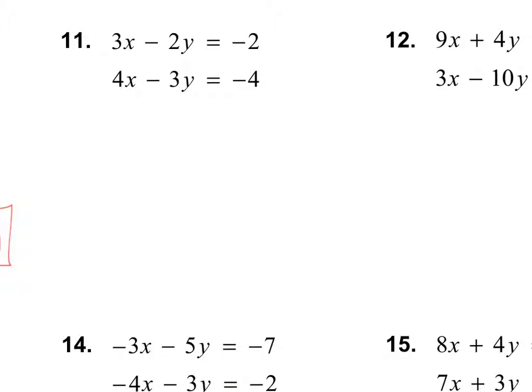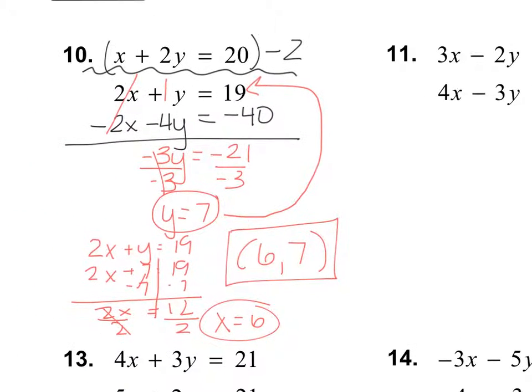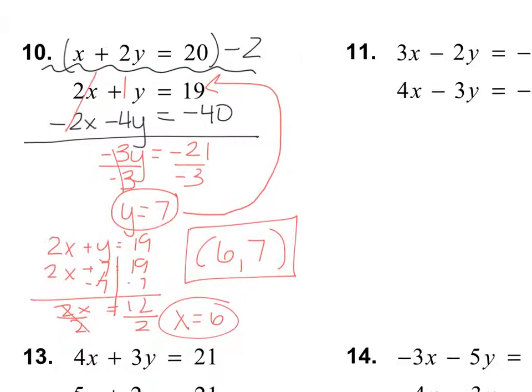Now we're going to move on to number 11. And one thing that I may not have pointed out too well in number 10 is that we had to multiply that by a -2 because the x and the 2x were both positive, and so we had to get a negative in there because they have to have the opposite signs in order to cancel out.